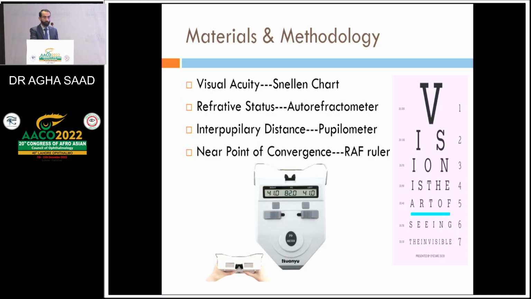There are different methods to measure the interpupillary distance, but the best method is to measure through a pupillometer, which uses the corneal reflex of the individuals to measure the interpupillary distance, and it ranges between 47 to 84 millimeters.